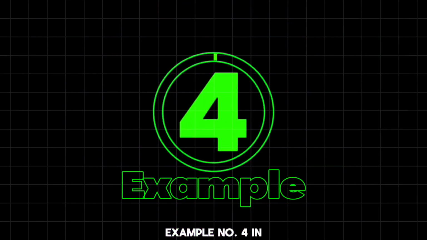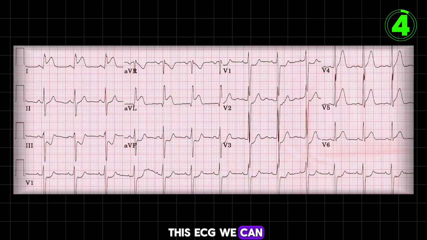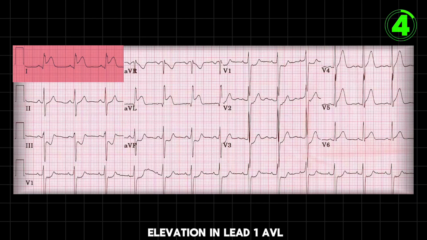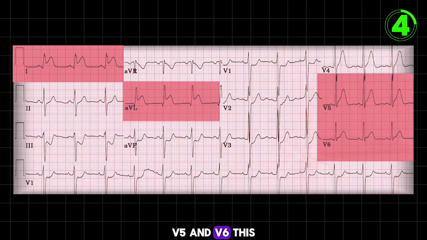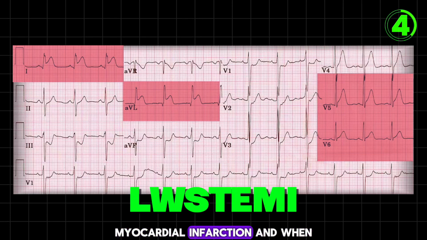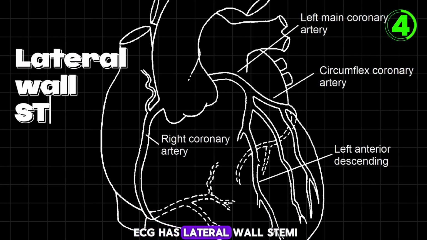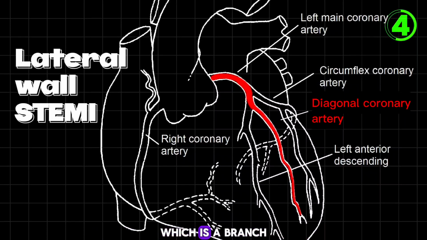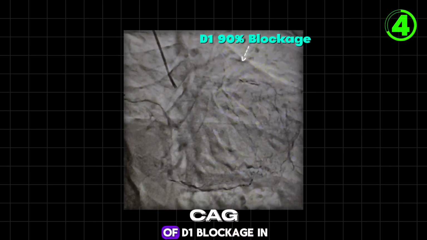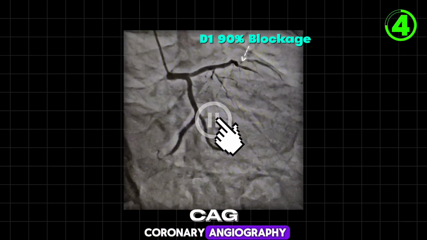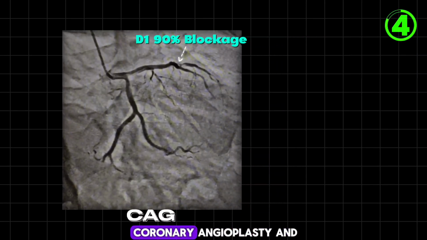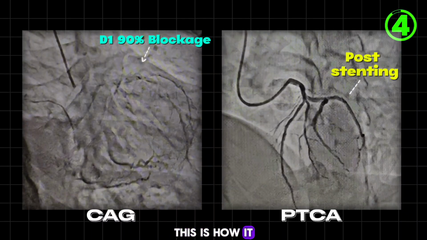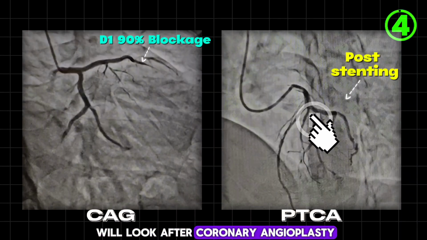Example number 4. In this ECG, we can see the ST elevation in lead 1, aVL, V5, and V6. This is the ECG of lateral wall ST elevation myocardial infarction, and when ECG has lateral wall STEMI, there is more likely involvement of diagonal coronary artery, which is a branch of LAD, which we call D1. And this is the example of D1 blockage in coronary angiography, which needs treatment of coronary angioplasty, and this is how it will look after coronary angioplasty.